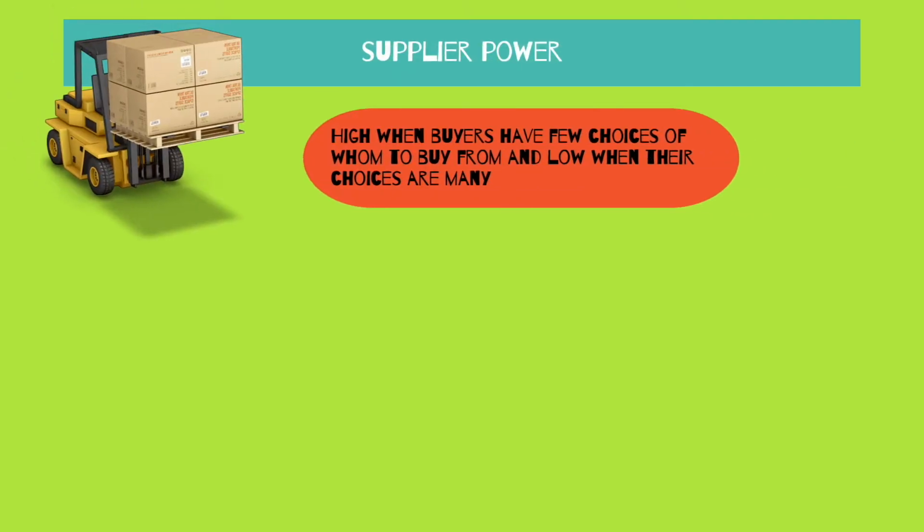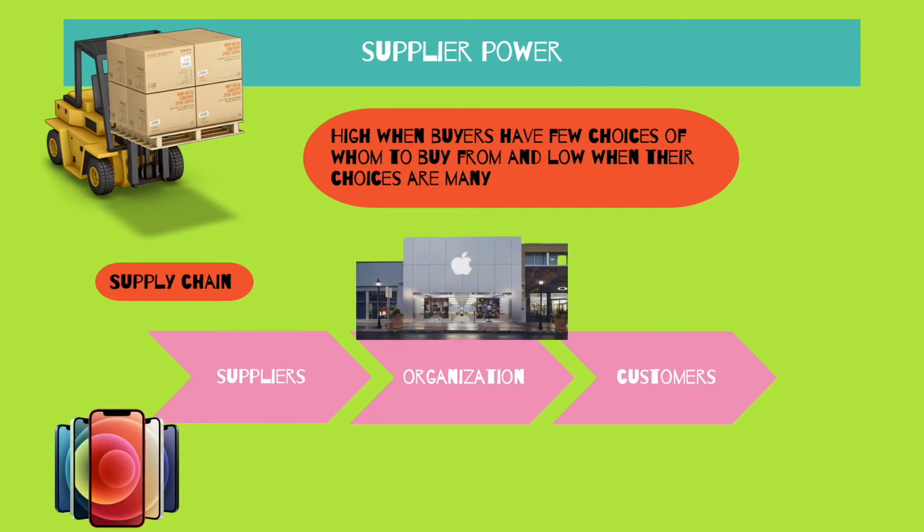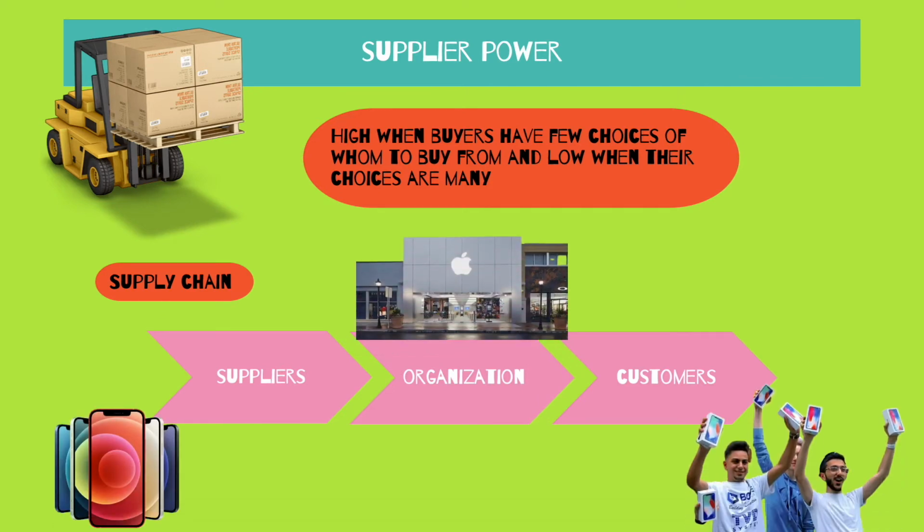The second one is supplier power. Supplier power is high when buyers have few choices of whom to buy from and low when the choices are many. Ways to reduce supplier power are through supply chain, which consists of all parties involved in the procurement of a product or raw material.